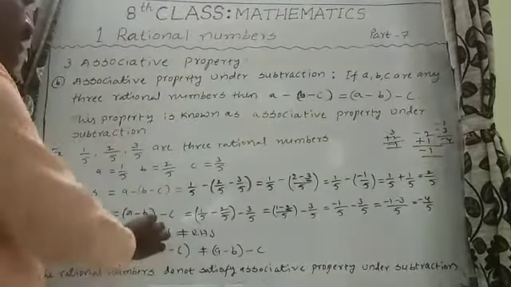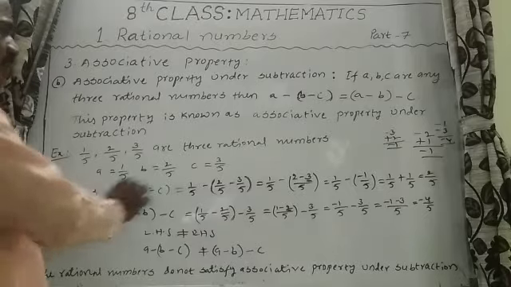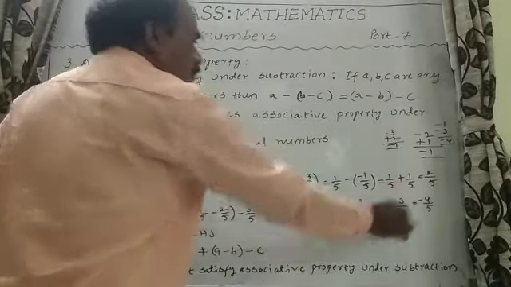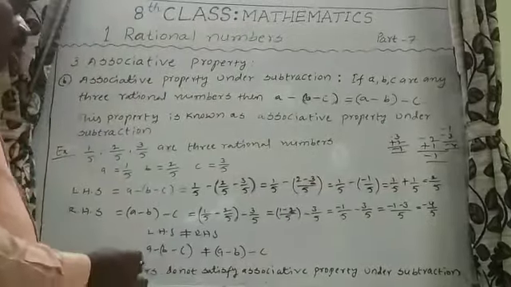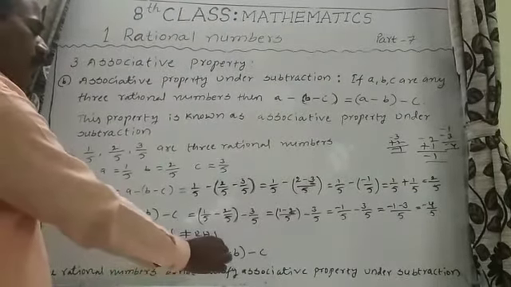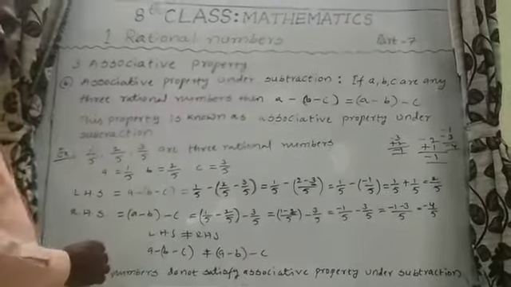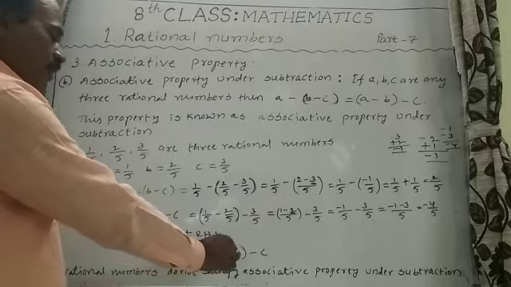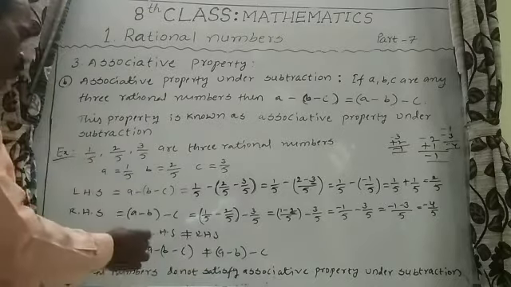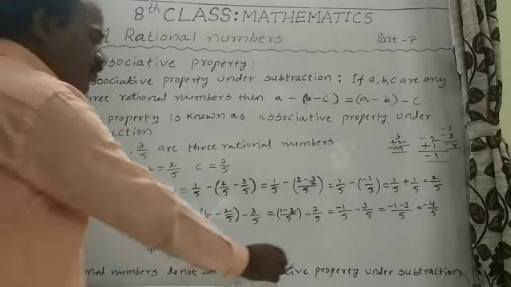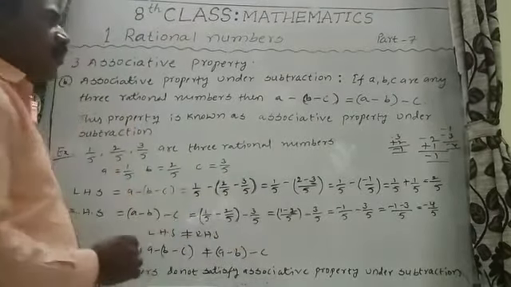LHS is not equal to RHS. LHS is 2 by 5, RHS is minus 4 by 5. These two numbers are not equal. Therefore, a - (b - c) is not equal to (a - b) - c. Therefore, we know that the rational numbers do not satisfy associative property under subtraction.